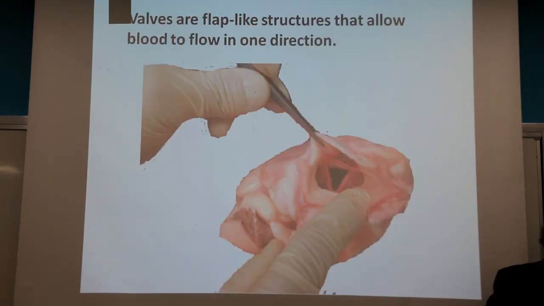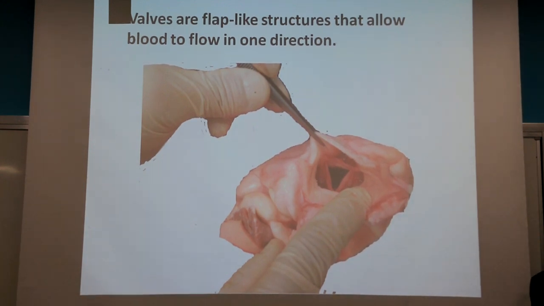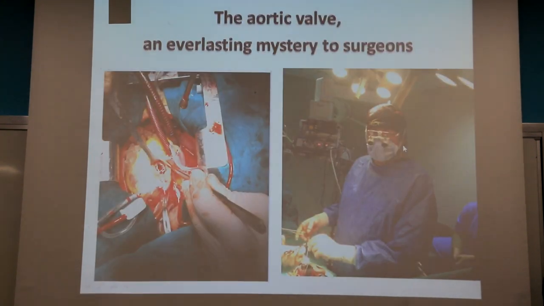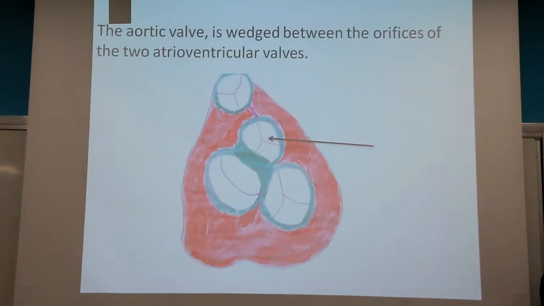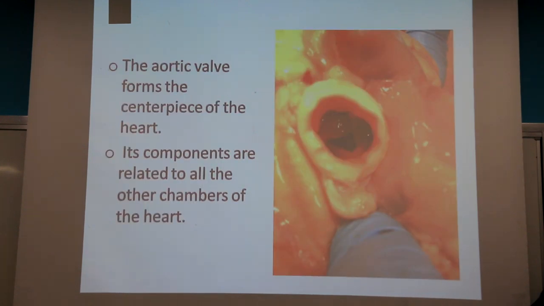Valves are flap-like structures that allow blood to flow in one direction. Here is a valve. Here is the aortic valve. The aortic valve is an everlasting mystery to us, to heart surgeons. The aortic valve is wedged between the orifice of the two atrioventricular valves, the mitral and the tricuspid valve. So the aortic valve forms the centerpiece of the heart. Its components are related to all the other chambers of the heart.